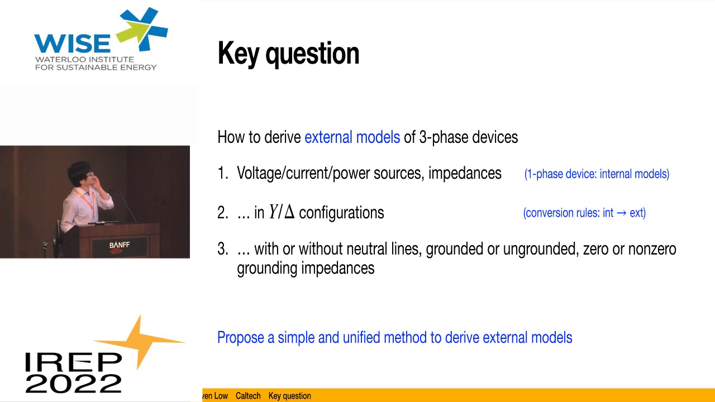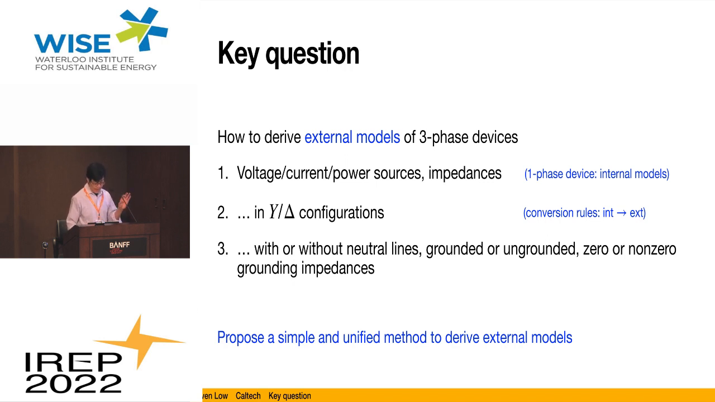So the key question is how do we derive external models of three-phase devices? They can be different devices, say voltage source, current source, constant power source, or impedance. And they can be in Y or delta configuration. They may have neutral lines or not. The neutral lines may or may not be grounded, or the device may or may not be grounded. The grounding impedance may or may not be 0, and so on.